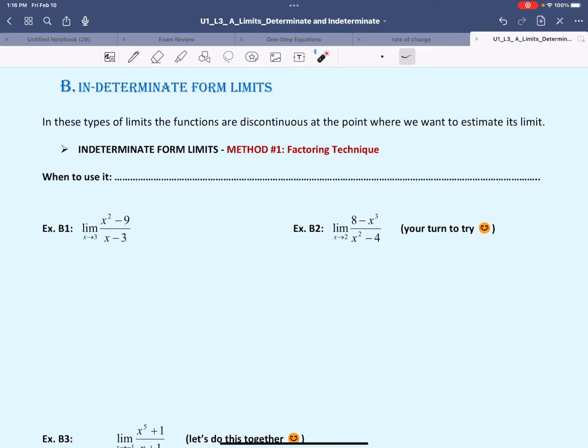Welcome back to the lesson on limits, and this time we're looking at indeterminate form limits, which are basically limits that we cannot define or evaluate or determine by direct substitution. We like to organize the indeterminate form limits in different groups depending on the technique that is needed to evaluate each of them. We're going to start off with a factoring technique, which is most typically used in rational functions.